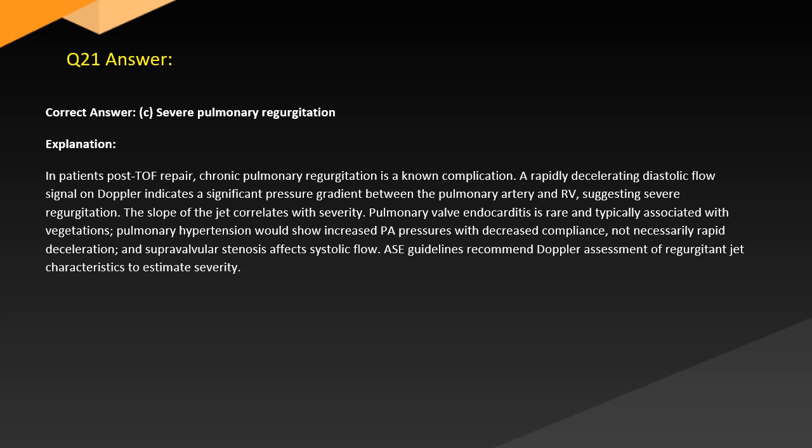Pulmonary valve endocarditis is rare and typically associated with agitation. Pulmonary hypertension would show increased pulse pressures with decreased compliance, not necessarily rapid deceleration. And supravalvular stenosis affects systolic flow. ASE guidelines recommend Doppler assessment of regurgitant jet characteristics to estimate severity.